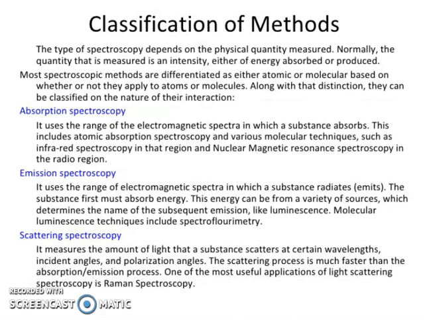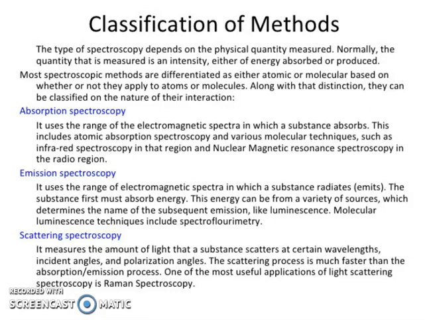Now friends, classification of methods. The types of spectroscopy depend on the physical quantity measured. Normally, the quantity that is measured is an intensity, either of energy absorbed or produced. Most spectroscopic methods are differentiated as either atomic or molecular based on whether or not they apply to atoms or molecules. Along with that distinction, they can be classified on the nature of their interaction.